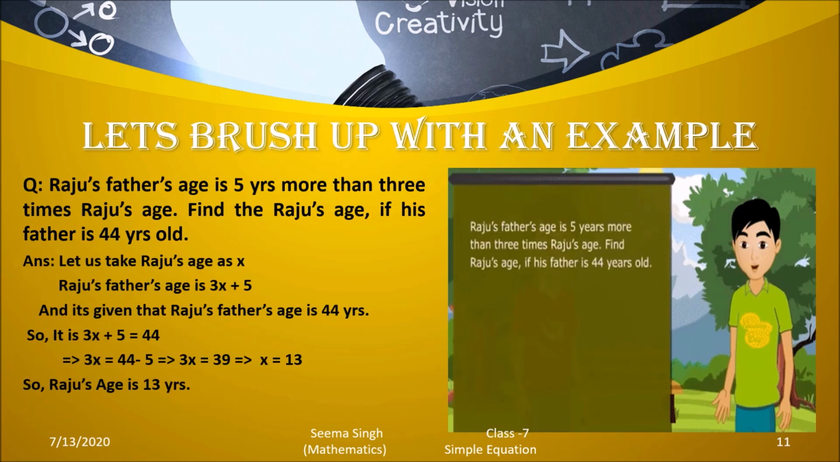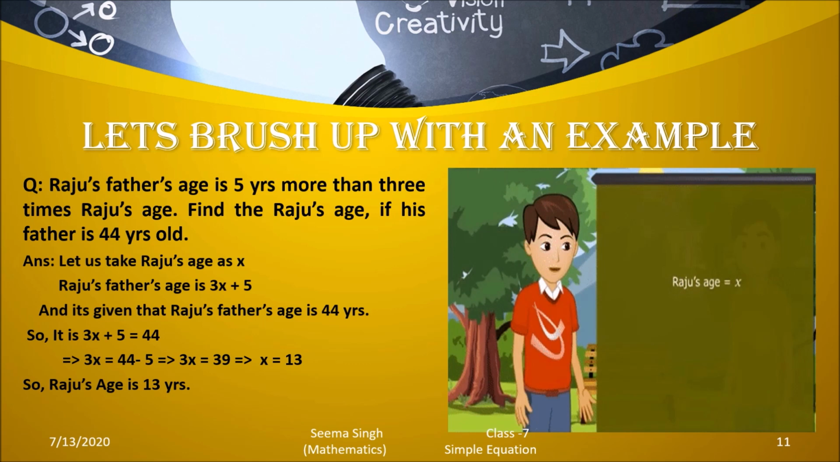Now let's brush up on what we have learnt so far with an example. Raju's father's age is 5 years more than 3 times Raju's age. Find Raju's age if his father is 44 years old. Let us take Raju's age as x. So what will be Raju's father's age? It will be 3x plus 5, because it's given 3 times Raju's age, that is 3x, plus 5 years more.